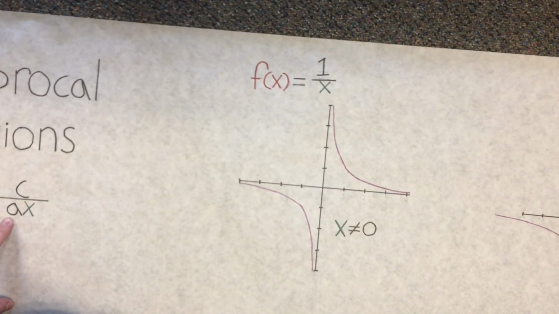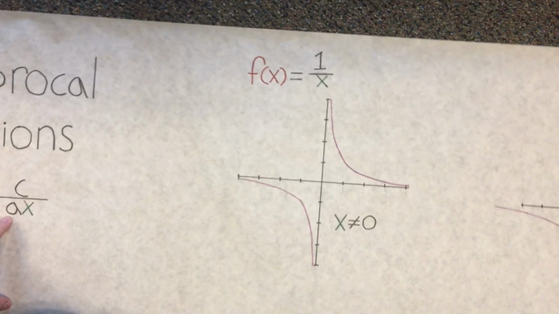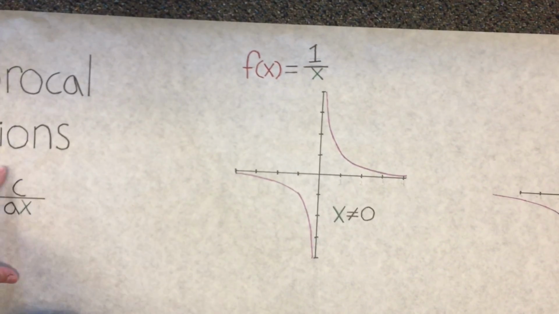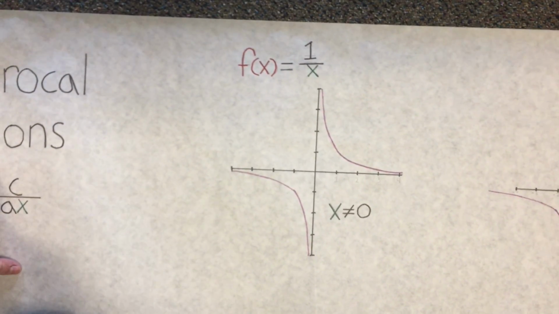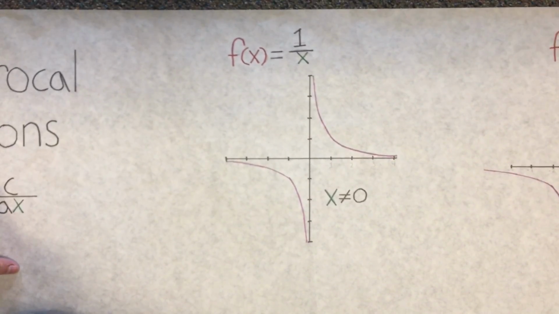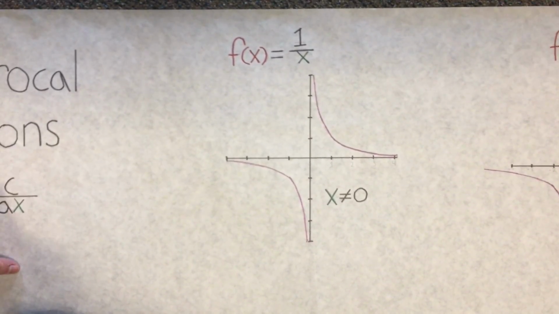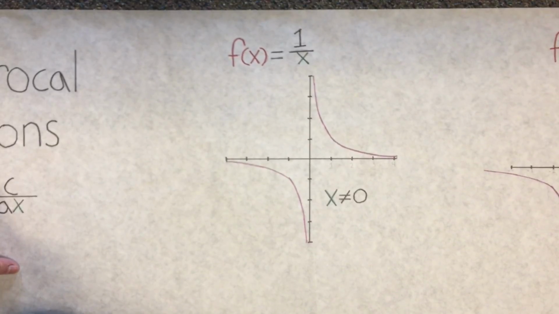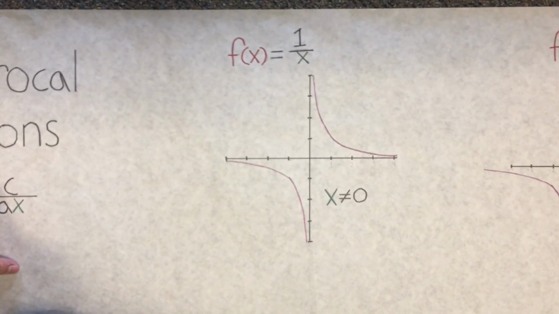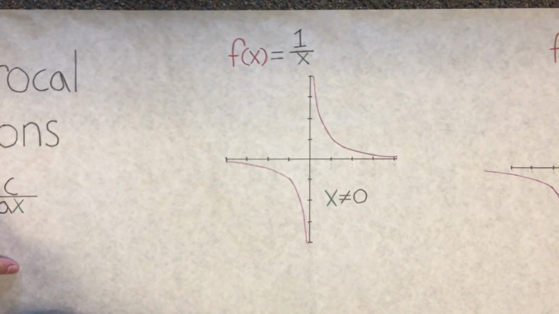Let's examine a graph of a reciprocal function. Here we have f of x equals 1 over x. As we can see, the graph has an asymptote of 0, meaning it will infinitely approach 0, but never reach it. This is because x is the denominator, and a denominator cannot equal 0.